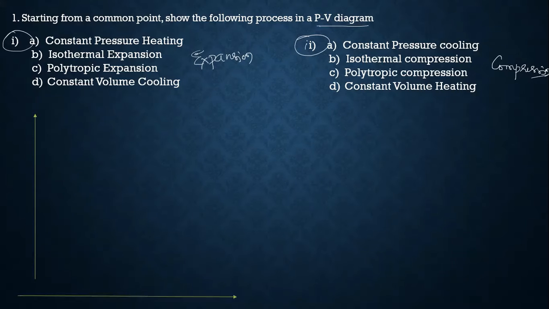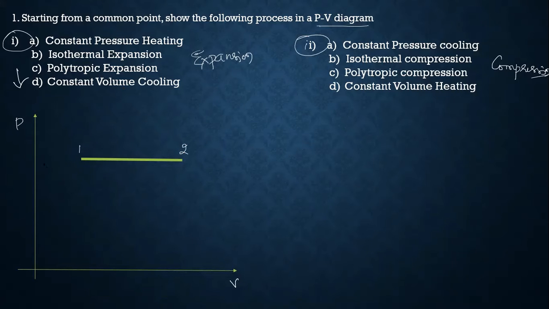Let's solve the first one, how we will get a PV diagram. Let us write for this particular expansion process. It is pressure, volume. The first, A, it is constant pressure heating. This is state 1 and state 2. Constant pressure heating, P1 is equal to P2. This is expansion. In a heating process, volume increases.